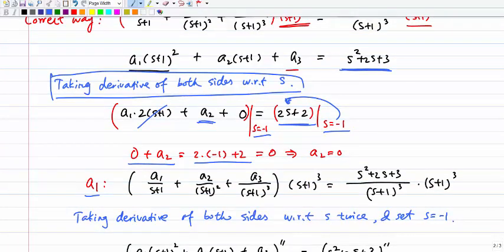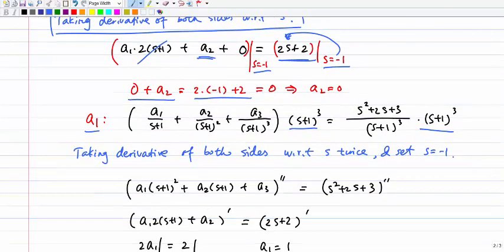The same concept can be applied to a1. You can multiply both sides by (s plus 1) cubed. Now we have to take a derivative of both sides with respect to s twice, and then set s to be negative 1. So you can sort of imagine why that's the case. Now let me show you how we do that. On the left hand side and the right hand side, let me take a derivative once.